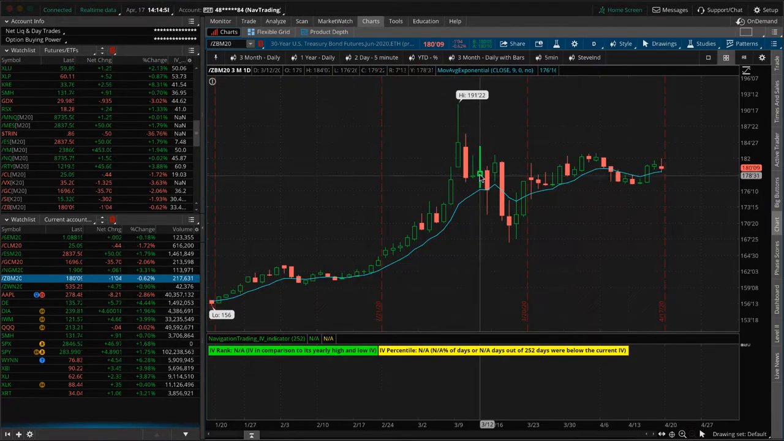If we take a look at the chart of bonds, you can see if we could get a little bit of follow through from today, just a little bit, that would help us significantly on our bond position.